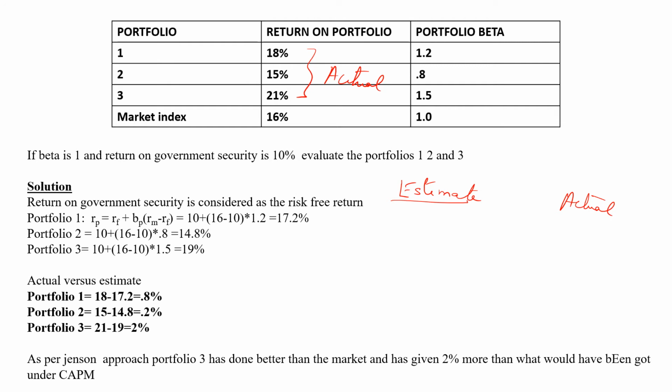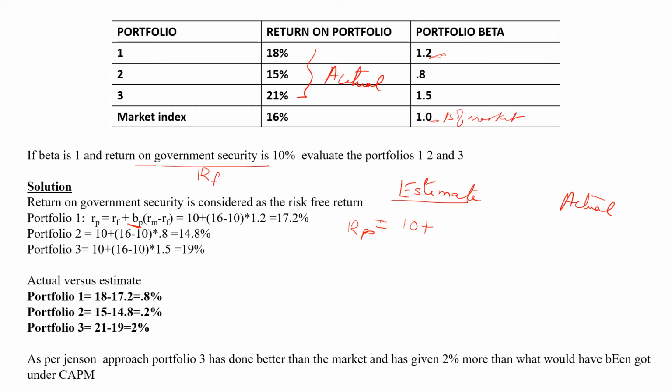So the return on the portfolio should have been this one, risk-free return. In this problem, the risk-free return is not given directly, it is given as the return on government security. So this is the risk-free return. So risk-free return is equal to 10 plus, next one, the value that is given, plus the beta of the portfolio. So the beta of the portfolio is 1.2. Don't get confused with this value, this is the beta of the market.